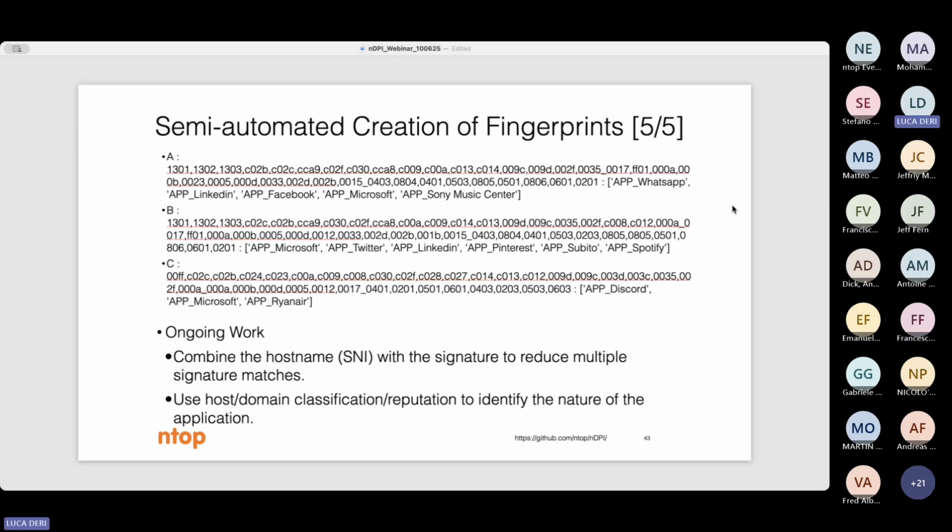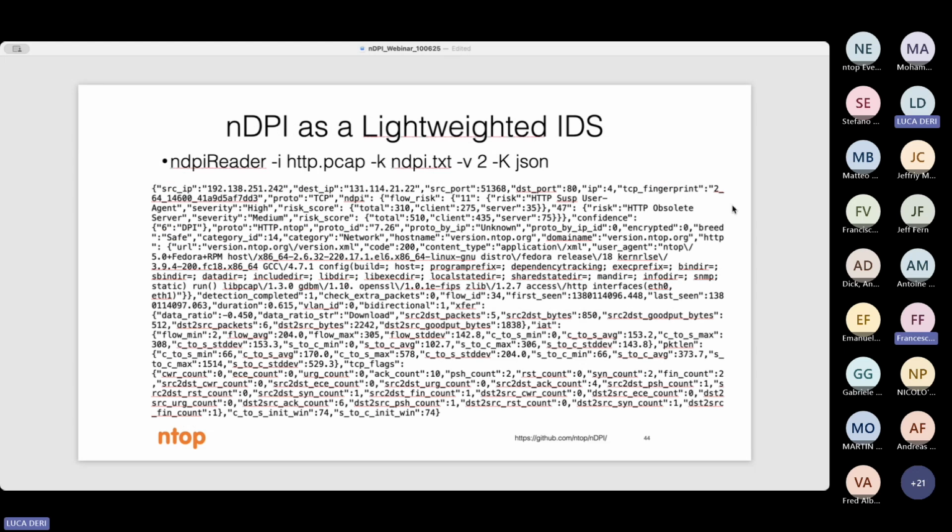Okay, thank you, Francesca. This is an ongoing work that we plan to complete this year, that we believe will be relevant for simplifying the way nDPI works and for automatically or semi-automatically classifying traffic.